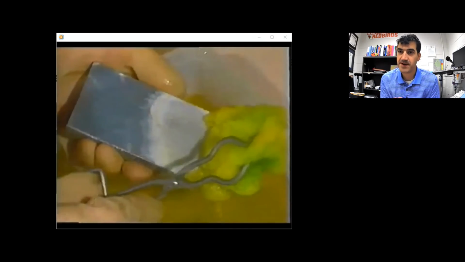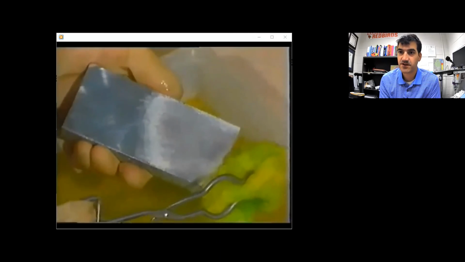You're basically corroding the metal here. It's called etching, I think he said.